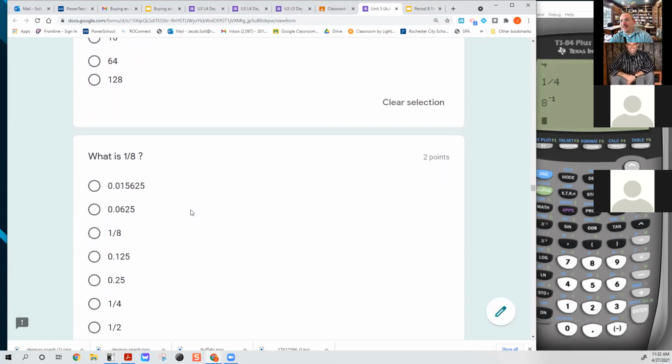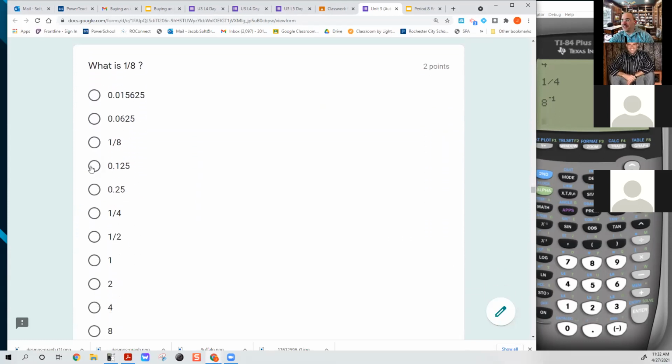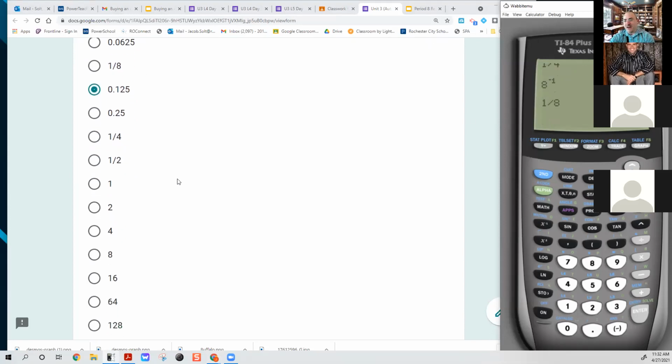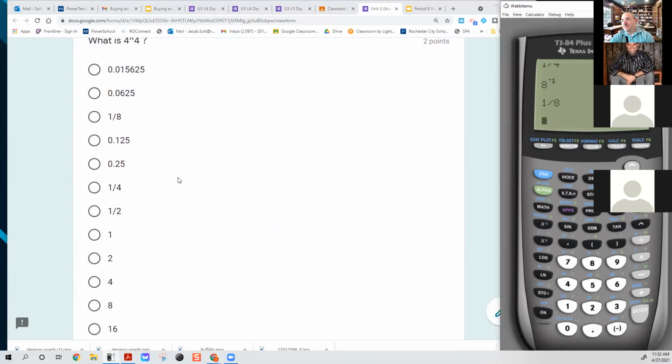All right. What is 1/8? Well, we just kind of learned that 1/8 is the same thing as 0.125. All right, same thing. 1 divided by 8 is the same thing. Again, I just wanted you to know that sometimes fractions can be expressed as decimals, and decimals can often be expressed as fractions.